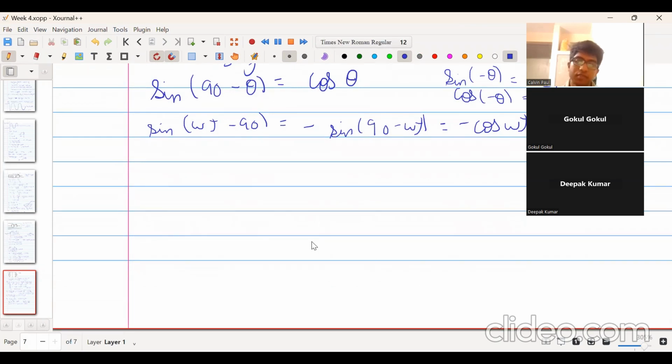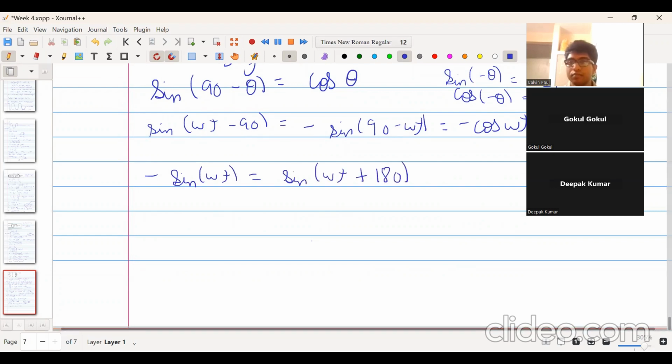See, and also one more thing. If it is minus sine omega t, you can write it as sine of omega t plus 180. Minus sign means there's a phase shift of 180 degrees. Similarly, minus cos omega t means cos of omega t plus 180. Yes sir, I got it.